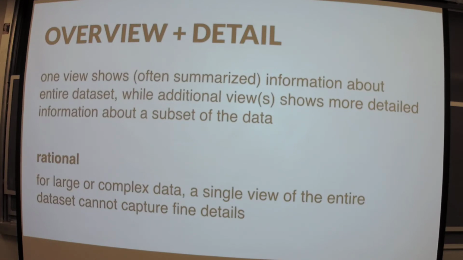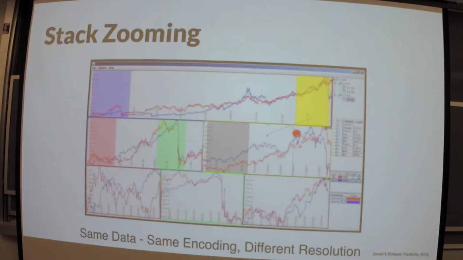Overview and detail is when one view shows an often summarized collection of information about the entire data set, while additional views show more detailed information about a subset of the data. So the rationale here is that for large and complex data, a single view of the entire data set often cannot capture fine details, but you want to see those fine details as well as the overview. This follows the overview first mantra. So here's a simple example of that idea.